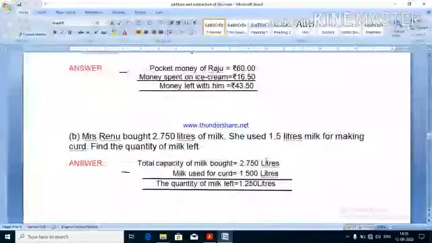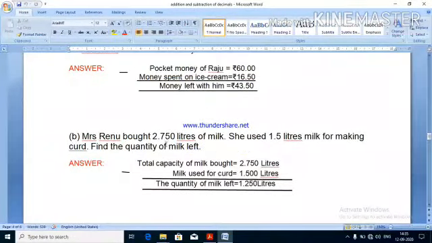In the same way, Mrs. Renu bought 2.750 liters of milk. She used 1.5 liters of milk for making curd. Find the quantity of milk left. In the same manner we have to write the statement and its value. Total milk bought 2.750 liters, milk used for curd 1.500 liters. You have to write in like decimals. Now we have to subtract. The quantity of milk left is 1.250 liters.